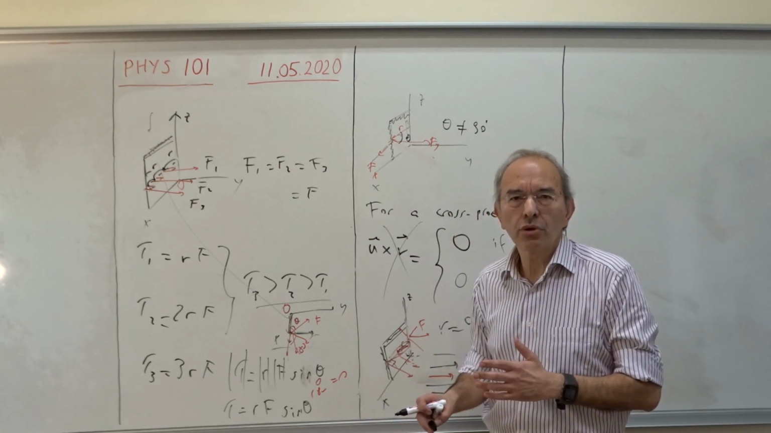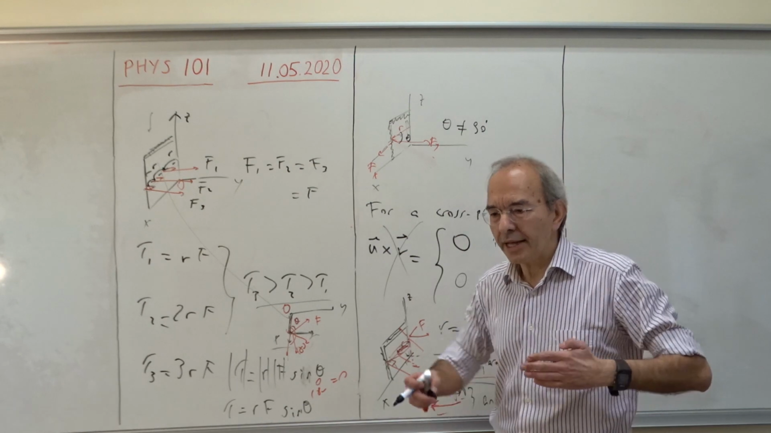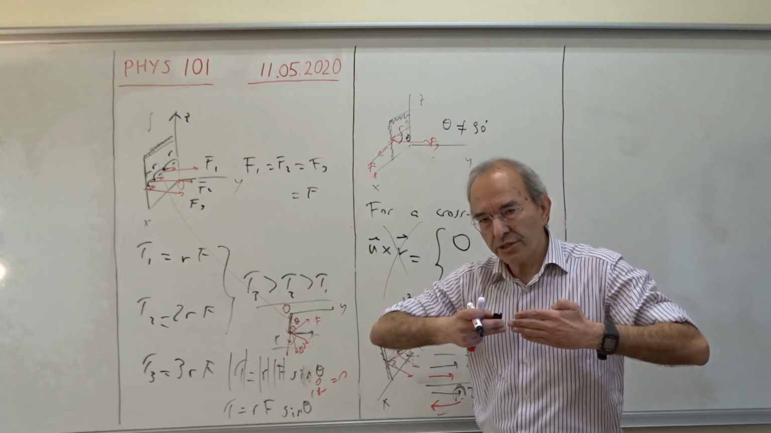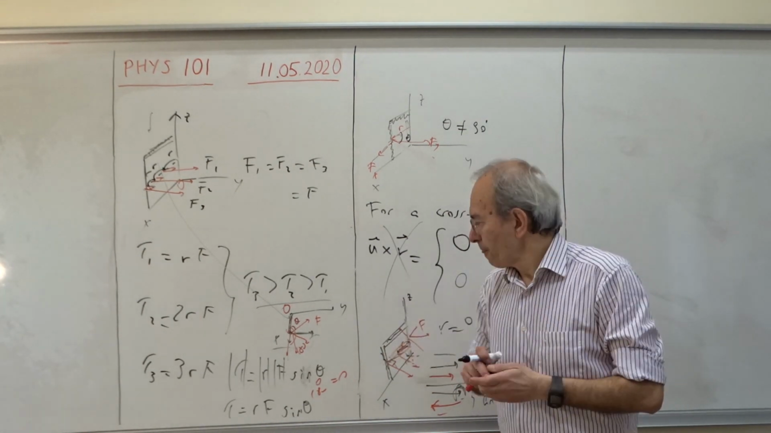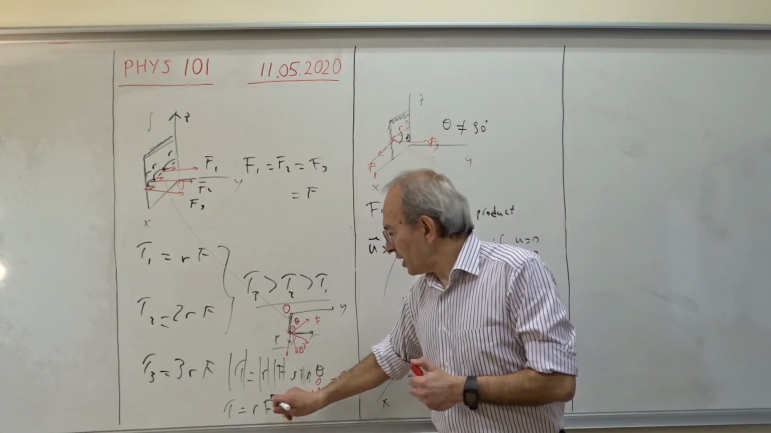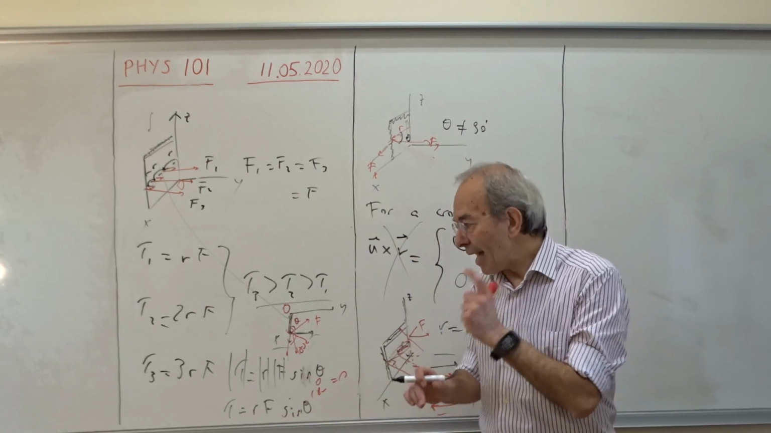Otherwise, it is impossible to rotate the object by applying two vectors just in the same sense or in opposite senses. So please keep in mind this last definition, the magnitude.